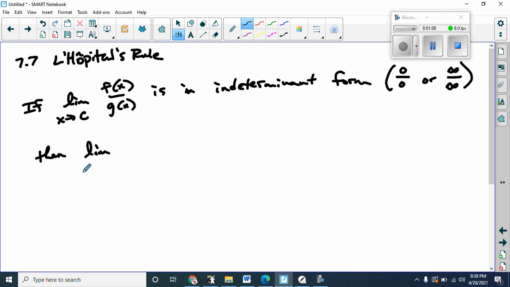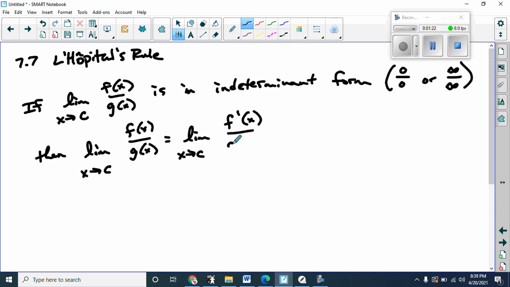Then the limit as x approaches c of f of x over g of x is equal to the limit as x approaches c of f prime of x over g prime of x. Basically, we can take the derivative of the top and the derivative of the bottom and then try again. Notice this is not the derivative of this thing. You would use the quotient rule to find the derivative of this. I'm just taking the derivative of the top, the derivative of the bottom, and dividing them.